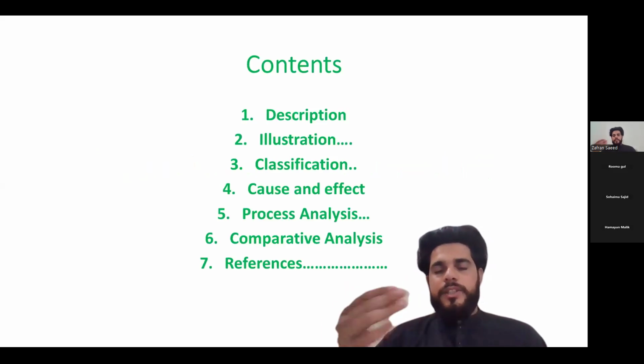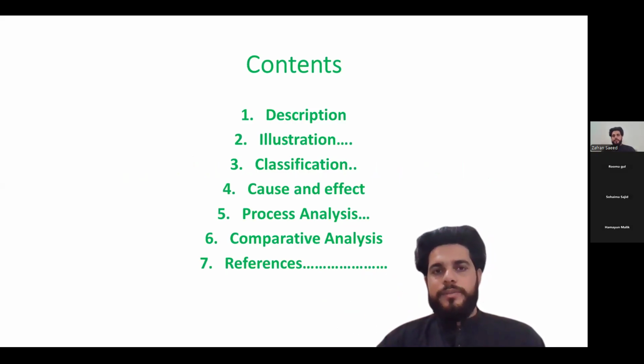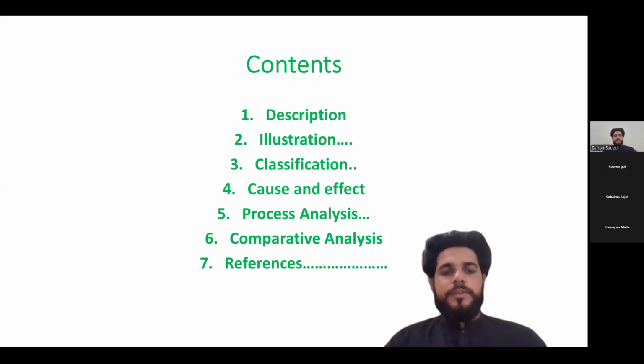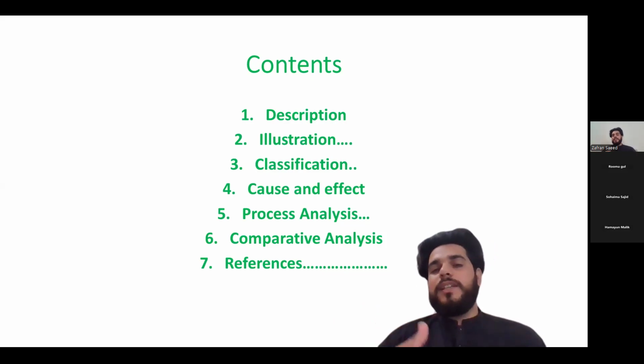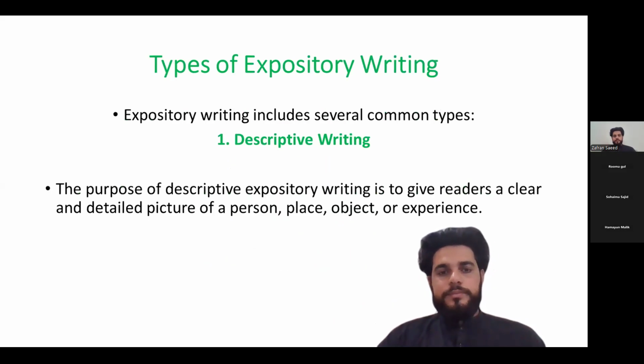Now, as far as the contents are concerned, the first one is description, or you can say descriptive writing. The second one is illustration, illustrative writing. Third one, classification. The fourth one is cause and effect. The fifth one is process analysis. The sixth one is comparative analysis, and then references. References means from where the data is collected. So let's begin from the very first one.